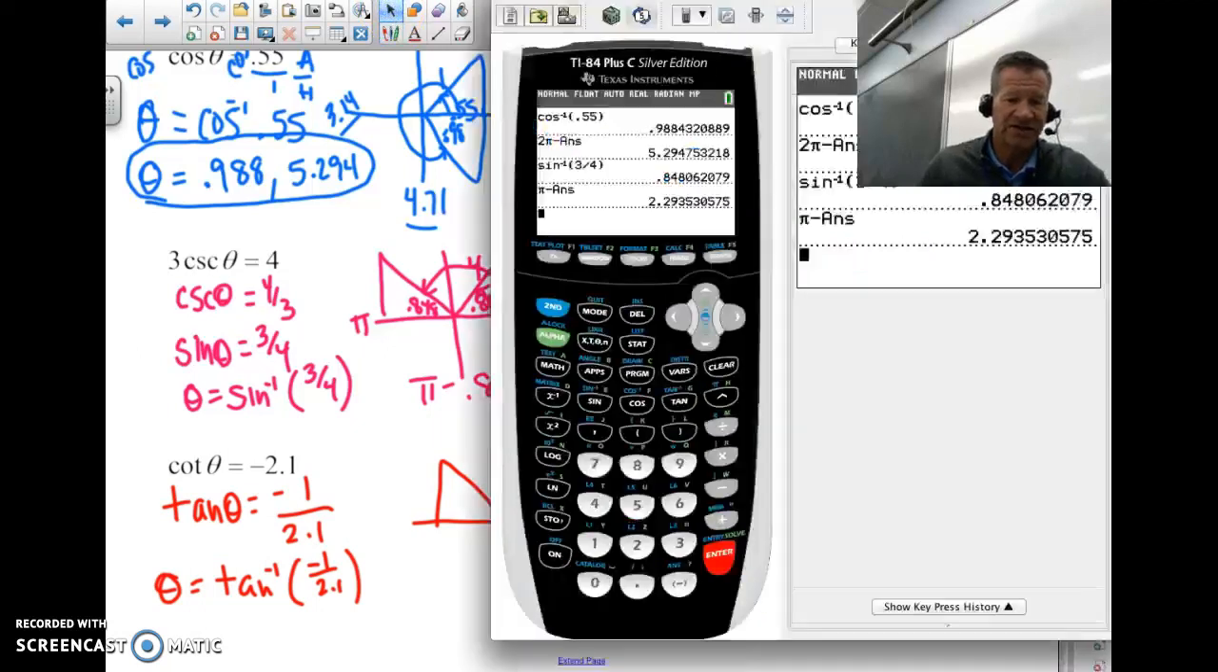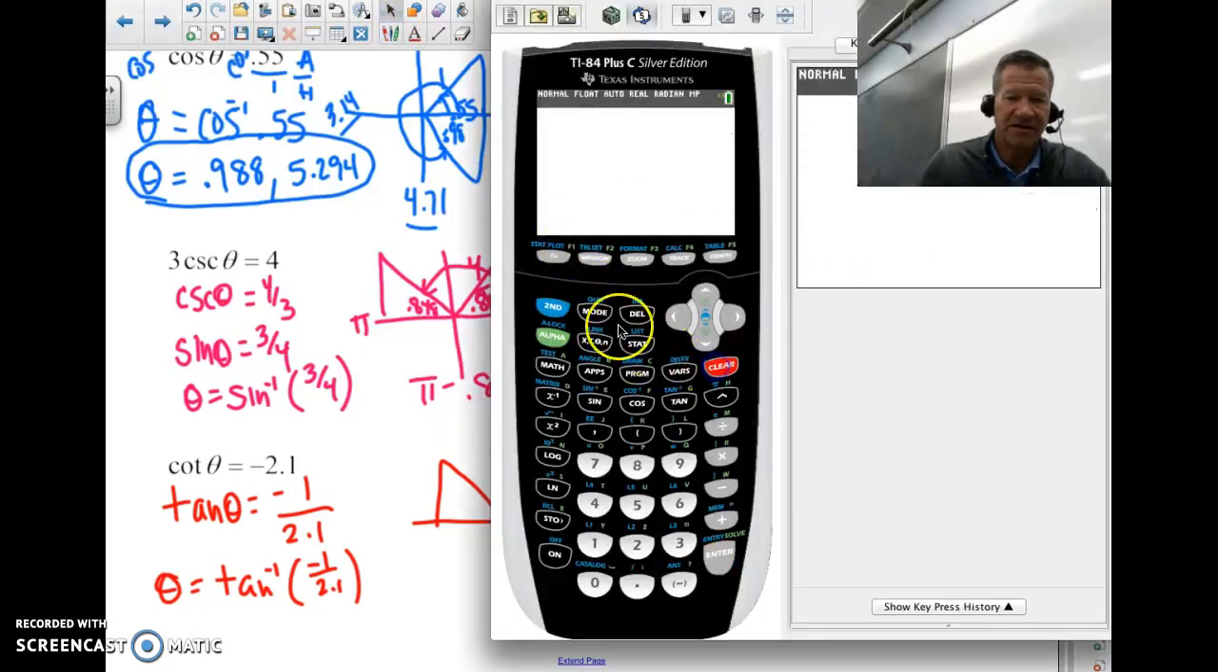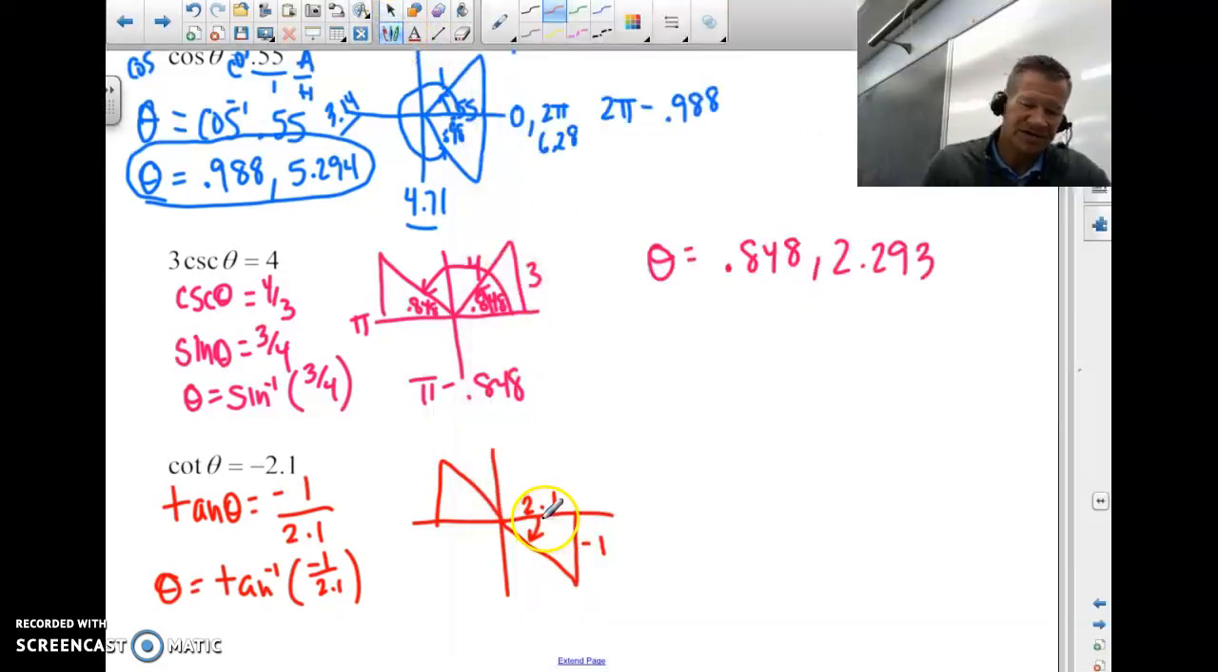So watch this. When I take the inverse tangent, let me clear this out. When I take the inverse tangent of -1 over 2.1 and hit enter, notice it gives me -0.444. Why did it do that? Well, because again, we learned in sections 7.1 and 7.2 that inverse tangent will give me an answer in the fourth quadrant. Remember, it can only give me one answer. Can't give me both of these. It gives me this answer going clockwise.